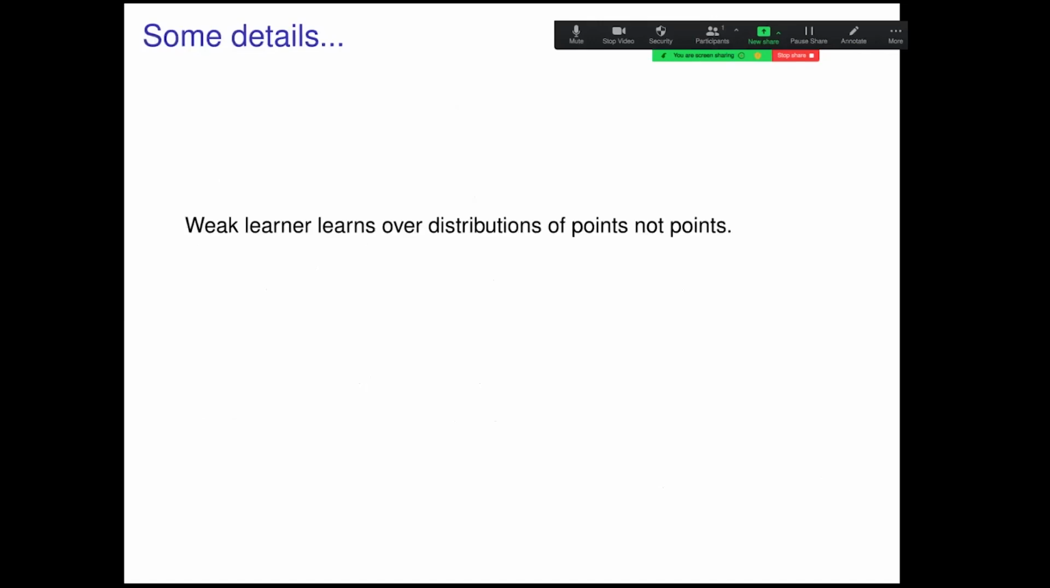Oh, okay, we're done. So weak learners learn over distributions. There's some details. The original algorithm has to be able to learn over distribution of points instead of just points. So you can do that by just copying points, right? You can approximate a distribution by just making copies of some points and deleting other points if they're not very interesting in the distribution.